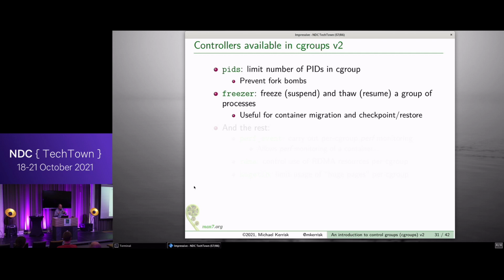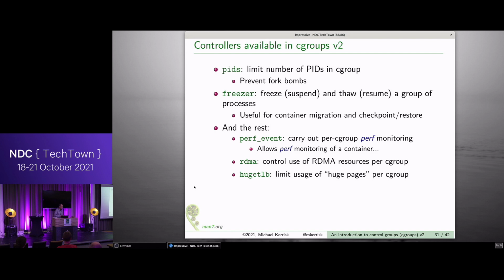Part of the infrastructure is, when we finally decide that we're ready to move the processes over to the other system, we want to freeze the processes in the container and then move them over to the other system. There's a few other controllers I'm not going to try and talk about in any sort of detail, but I just mentioned there are two or three other controllers as well.